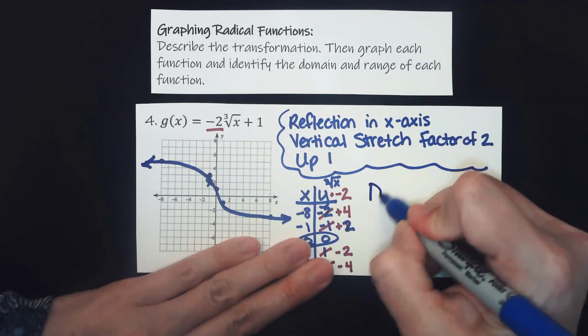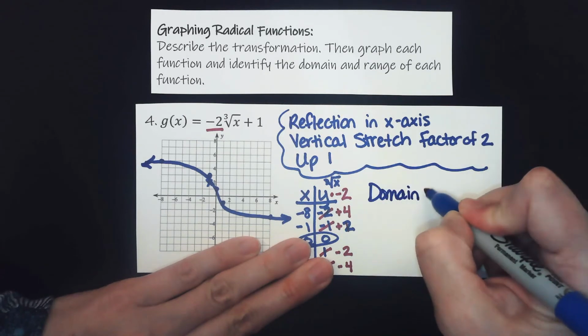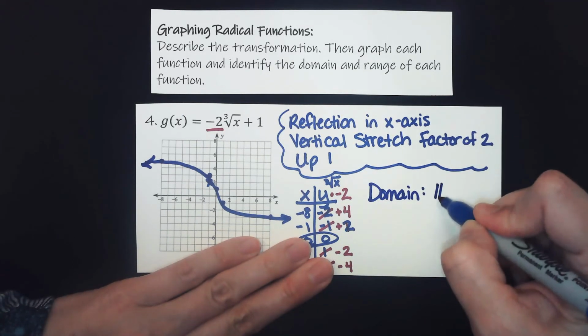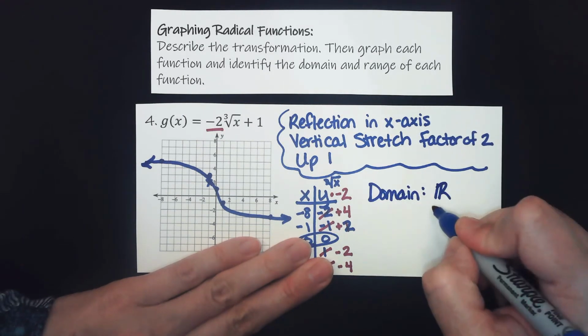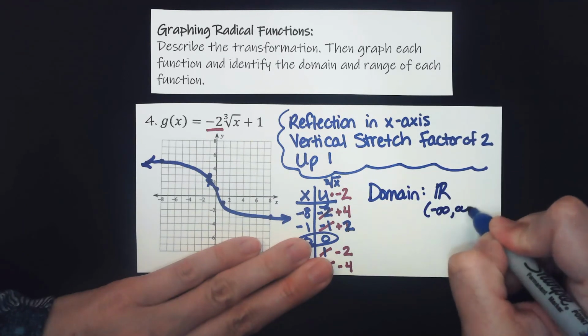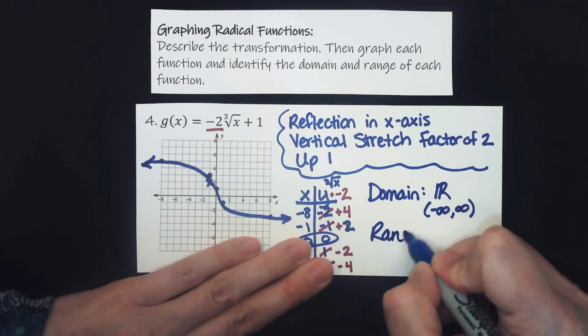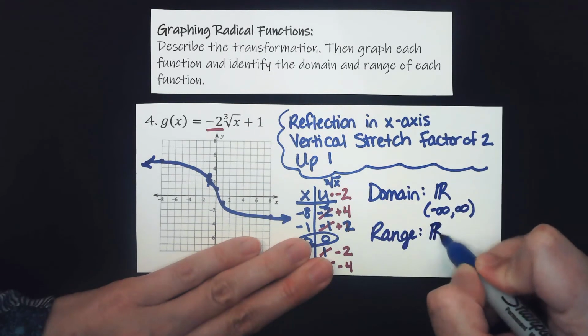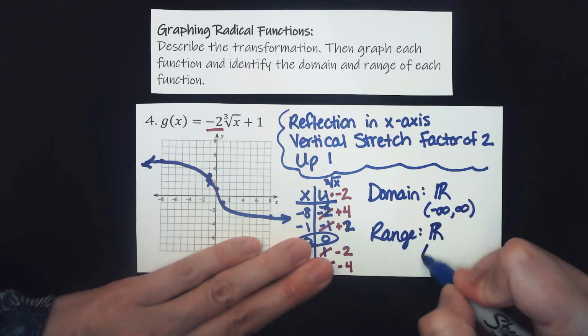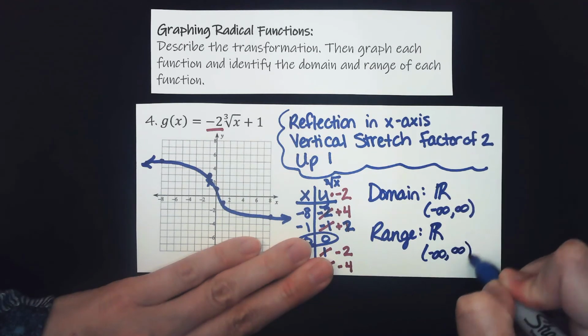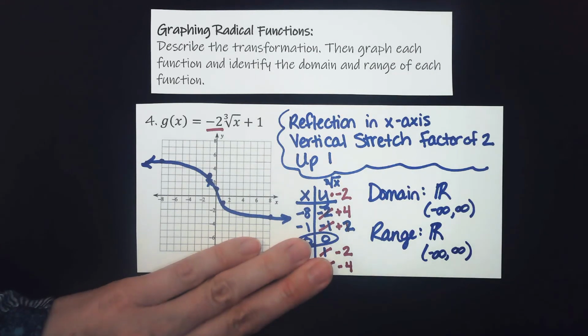Okay, so my domain is all real numbers, and I'm just going to abbreviate with the symbol, or if you wrote it in interval notation, -infinity to infinity. And the range is also all real numbers, goes up and down forever, and in interval notation is -infinity to infinity.